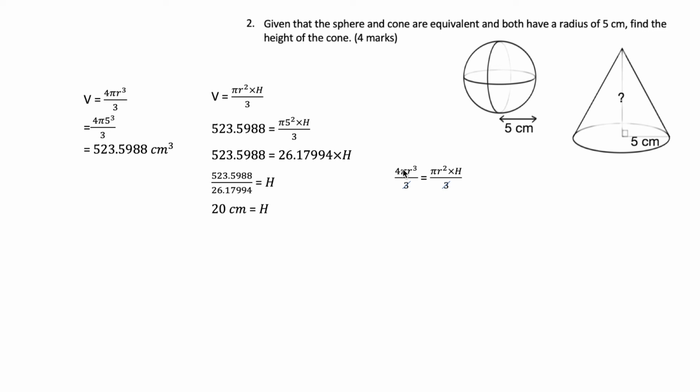I could just cancel the pi on both sides, and I have an r squared here and an r cubed there. So if I divide this side by r squared and divide the other side by r squared, I'm going to cancel out all the r's except for 1 on this side. This r squared cancels, and I'm just left with r. Then I could divide pi from both sides, so I can cancel the pi's. I'm left with 4 times r is equal to my height, and the radius, the r, is 5. 4 times 5 is the height, which is 20, which we have right here.